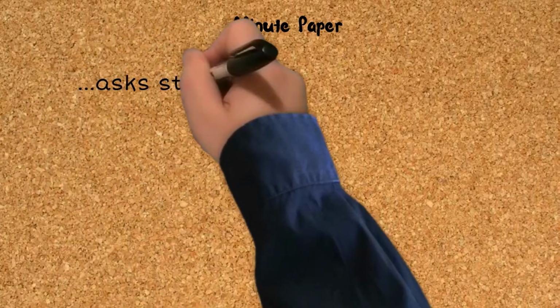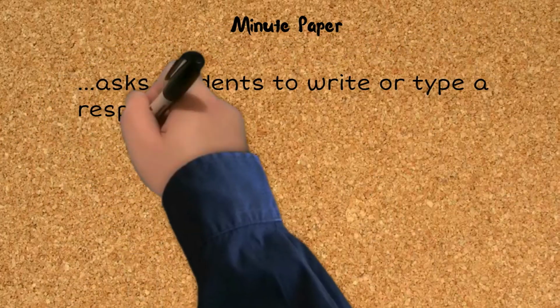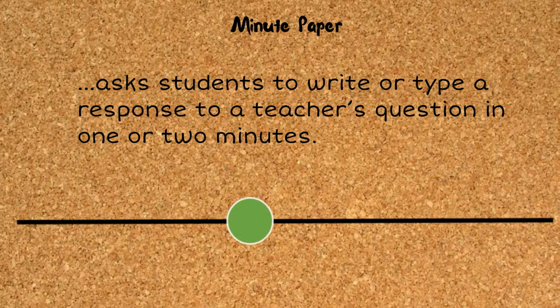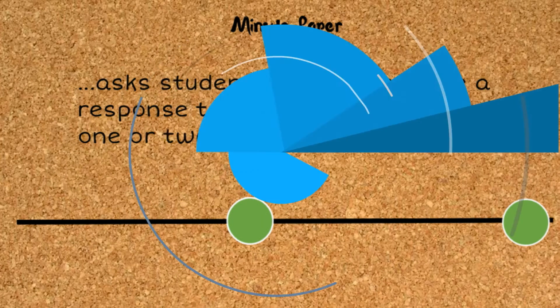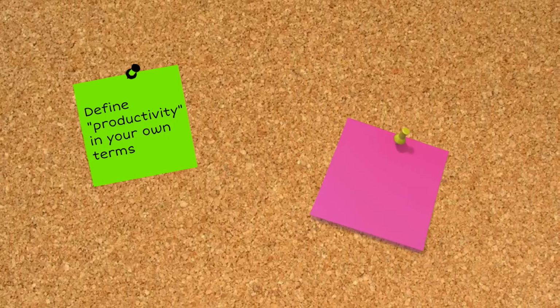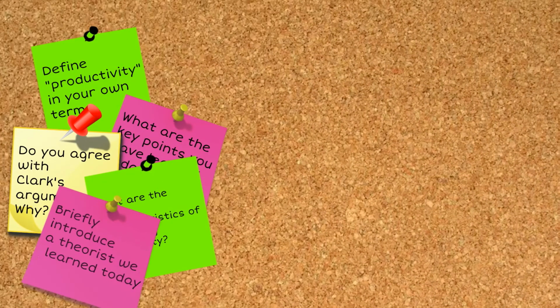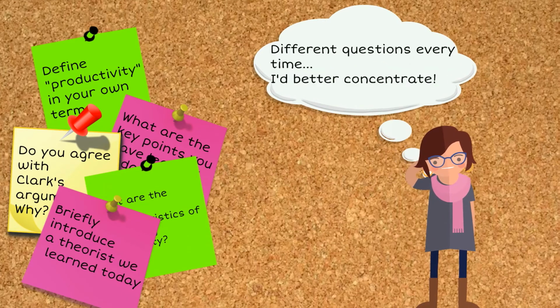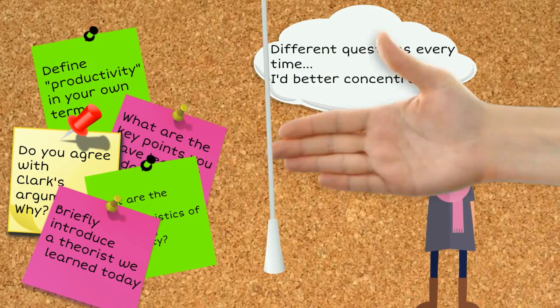A minute paper asks students to write or type a response to a teacher's question in 1 or 2 minutes. You can use these during class meetings or right before the end of class. For example, you might ask students to define a newly learned concept in their own terms, or you could ask them to jot down as many of the major points they learned during the class session as they can remember. The key here is to ensure variety in the questions that you'll ask so that students feel motivated to focus their attention on the topics discussed throughout the rest of the class.